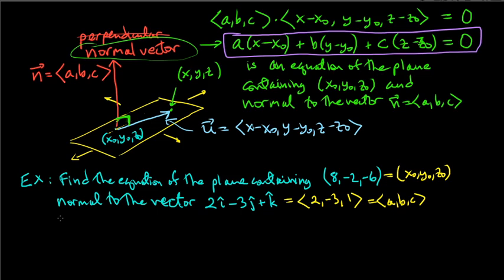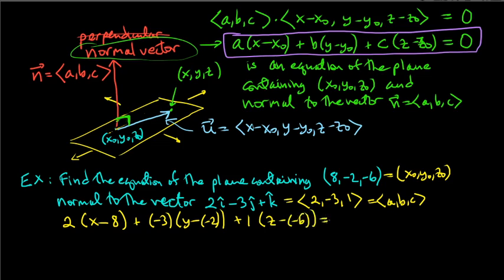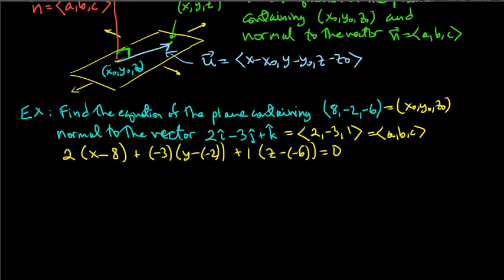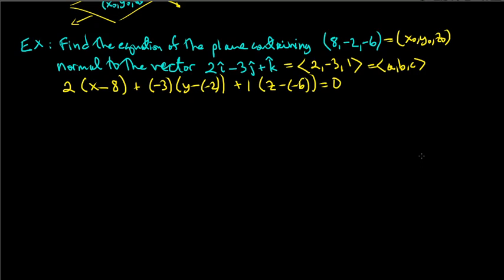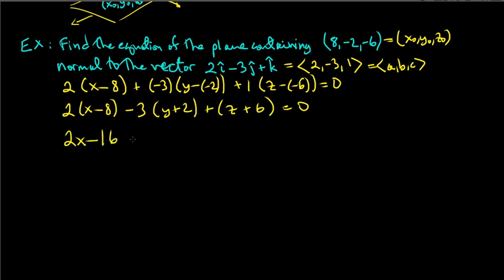So let's do that now. a is 2, so 2 times (x minus x0), x0 is 8, plus b is -3, times (y minus y0), y0 is -2, and then c is 1, so plus 1 times (z minus z0), and z0 is -6, equals 0. Now, please don't leave it like this, because it's kind of a mess. We've got to simplify it. So first of all, this is -3 times (y plus 2), and this is just plus (z plus 6). Now let's distribute the 2, so 2x minus 16. Distribute the -3: -3y minus 6. And distribute the 1, so it's just z plus 6, equals 0.